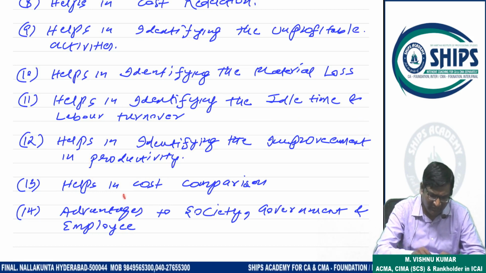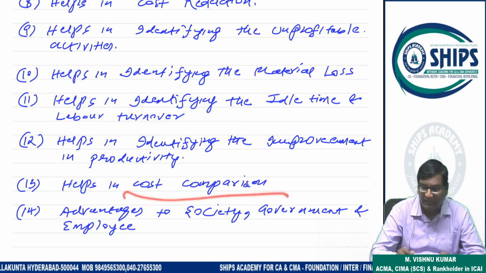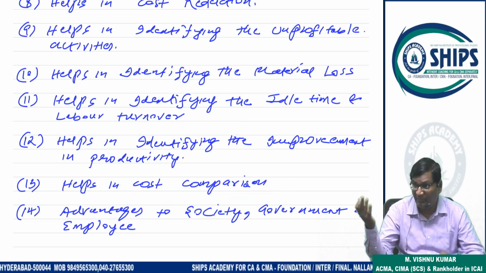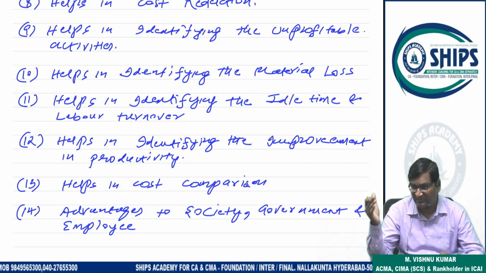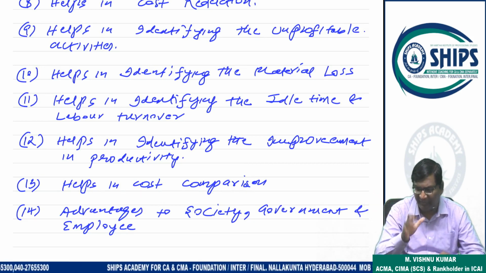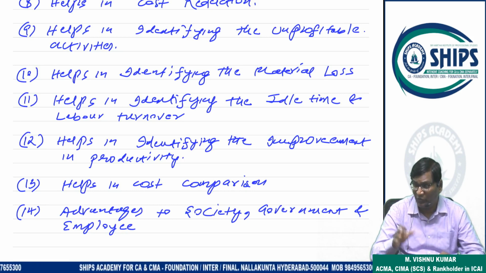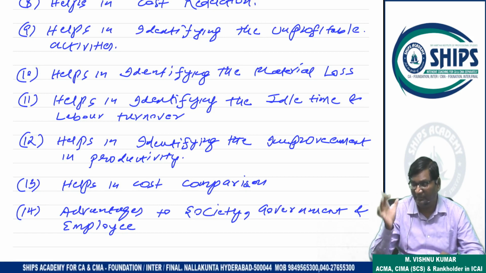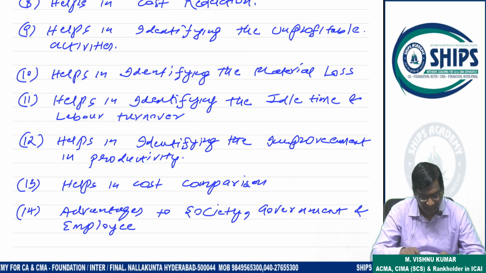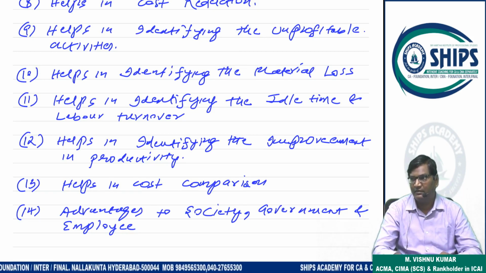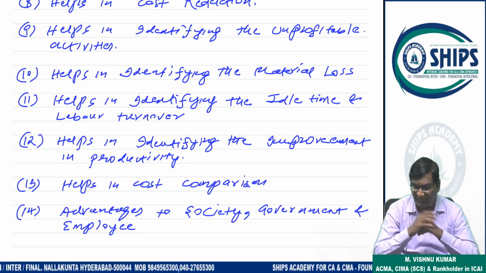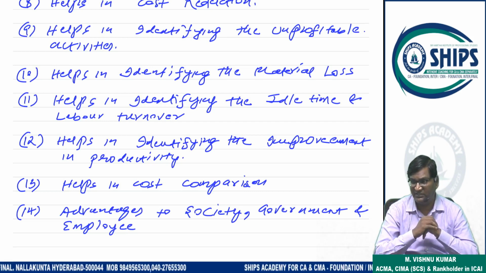Last and final is cost comparison. Our product with another company's product, comparison required or not. And last, government and society also, cost accounting is important. Why? If your costing is good, product pricing will be reasonable, customer will be happy, government will also be at an advantage. Clear? So this is all about your cost accounting, cost accountancy, objectives, advantages.